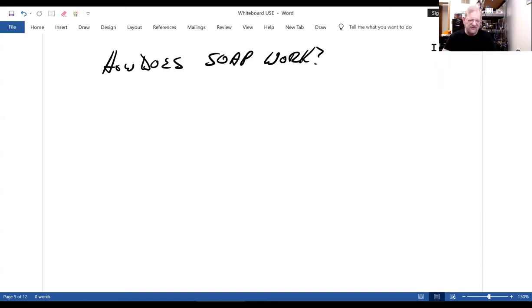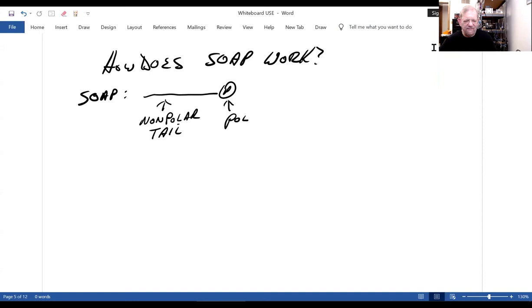All right, let's do this. How does soap work? First of all, what is soap? Soap has a nonpolar tail and a polar head. Next, the most important piece of the puzzle, how does soap work?